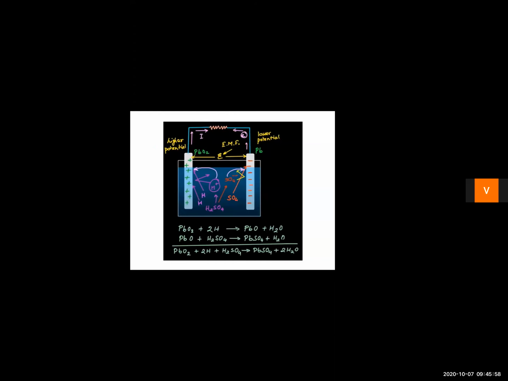Now what happens? As the current starts flowing, the charge that is accumulated will go on decreasing. अब जो charge accumulate हुआ है, the potential over here will go on decreasing. The potential here will go on decreasing because electrons have started moving from here and they are coming over here.